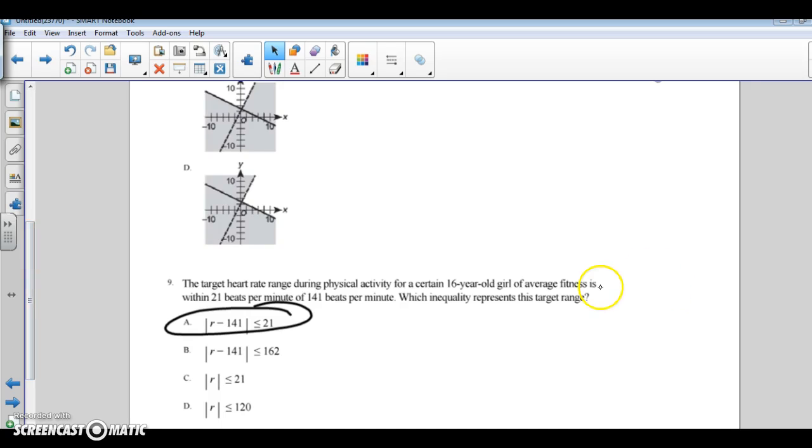Number 9, the target heart rate during a physical activity for a certain 16-year-old is within 21 beats per minute of 141. So here's 141, and it's within 21 beats both ways. So 21 this way and 21 this way. So this would be 163, and this would be 120. So you want to figure out how to get that over to 163. You add 141 here, you get 163. If you do the other version, you're going to get 120.